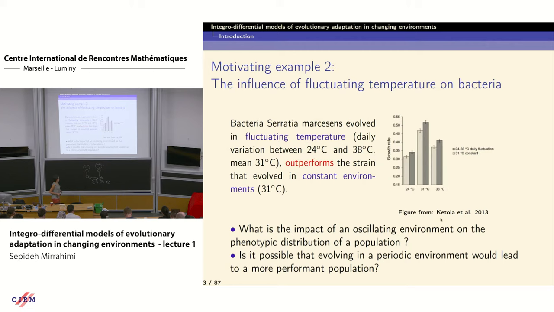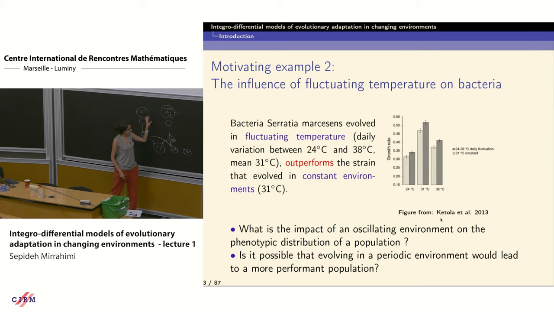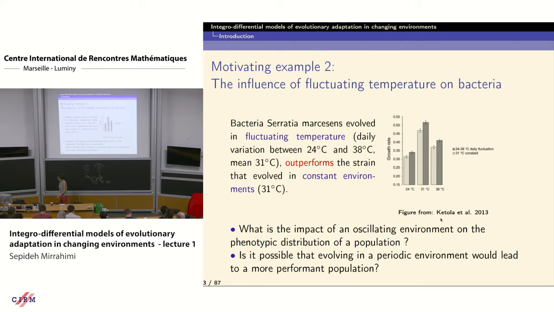And in general, we could wonder what would be the impact of an oscillating environment on the phenotypic structure of a population. And the second question is the one that I asked at the first: is it possible that a population that has evolved in a periodic environment would be better than a population that has evolved in constant temperature? When we put them in the same temperature, this would outperform this one, okay? So these are some questions that we will try to answer during the lecture with mathematical models.